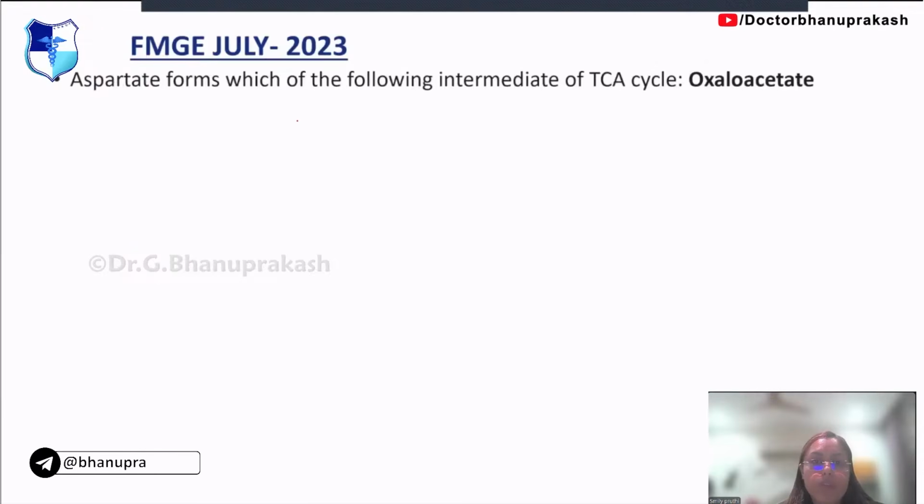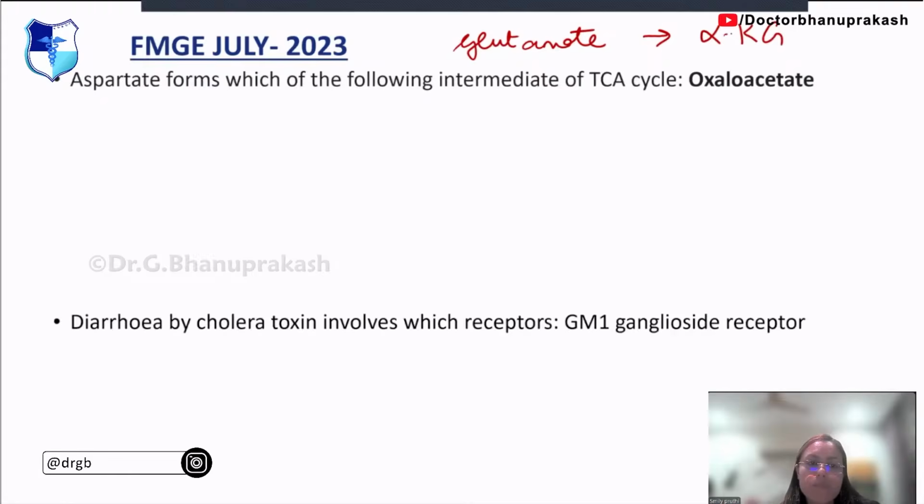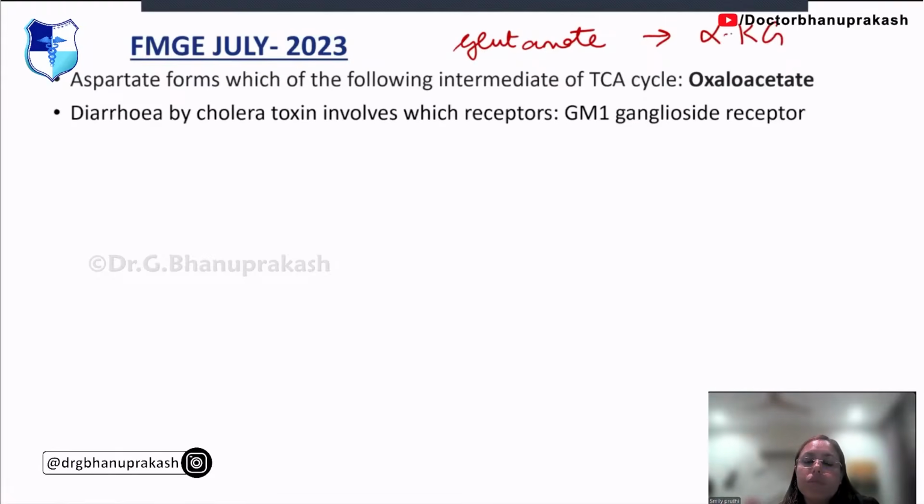So, FMGE July 23 exam. Aspartate forms which of the following intermediates of the TCA cycle? So aspartate can form oxaloacetate. You can also note that glutamate or glutamine can form alpha ketoglutarate of the TCA cycle. Diarrhea by cholera toxin involves which receptor? Just cram this: GM1 ganglioside receptor.